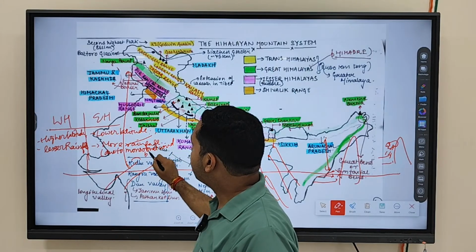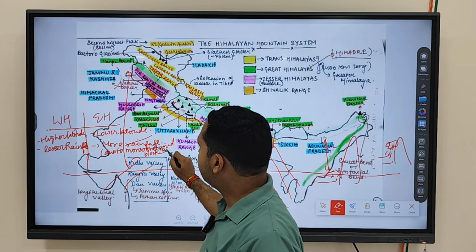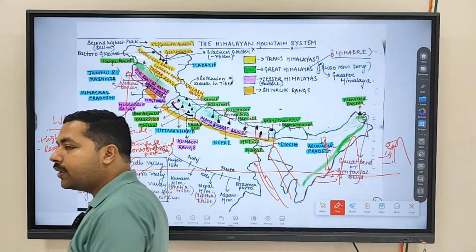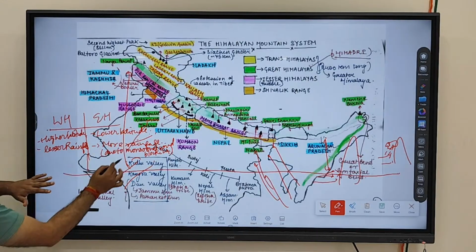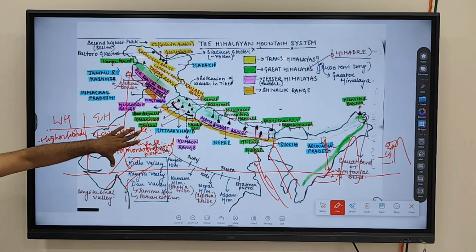Monsoonal wind is blocked by these mountains, so there is more rainfall. Why is there more rainfall? Because monsoonal winds are blocked. Yeah, here are the Aravalli Hills. This is where the Aravalli Hills are.